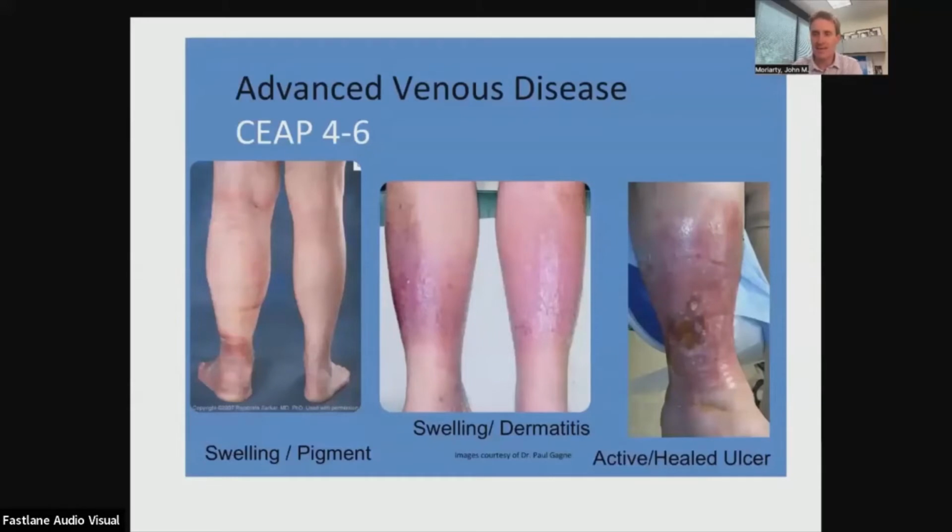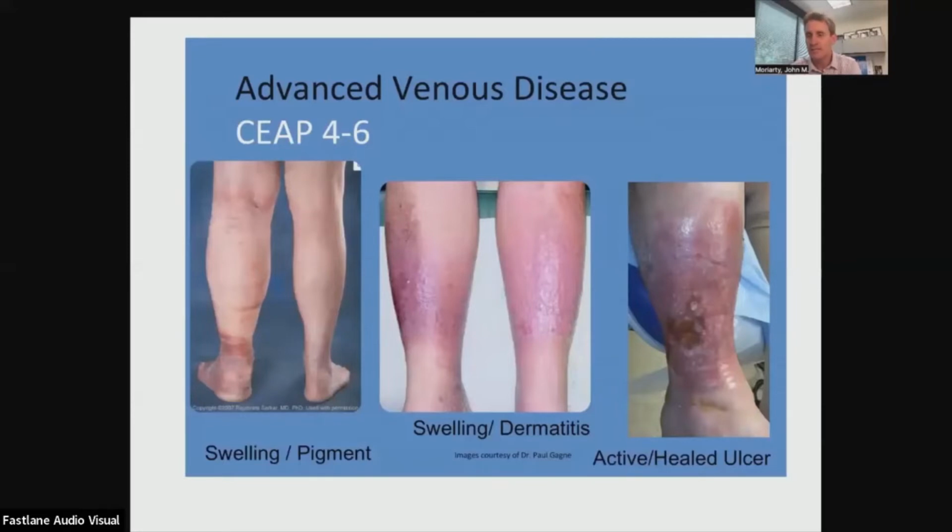There is a classification scheme for this that, again, you might hear of. It's called the CEAP classification, which is a 1 to 6 classification. And so you may see in your chart, or your doctors or wound care specialists may be talking to you about being CEAP 4, which is where you've got swelling and pigment changes, all the way up to ulceration and open ulceration, which, for example, would be CEAP 6.